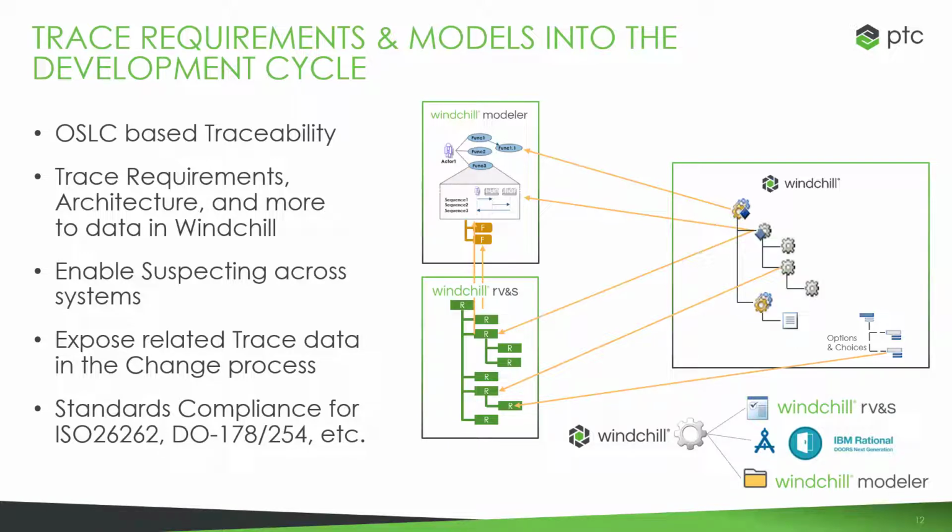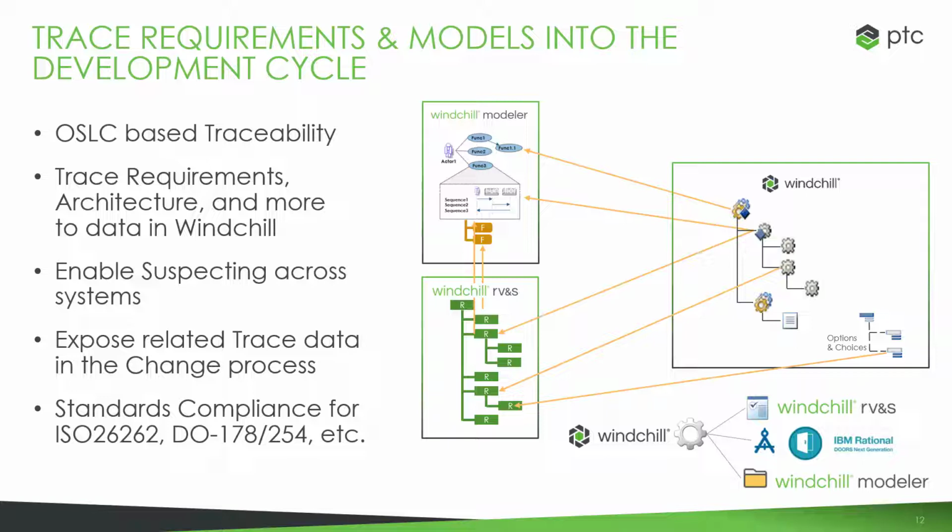Finally, enabling this traceability allows you to have compliance with standards such as ISO 26262 or DO 178 and 254. With Windchill 12 and up, we have the ability to create traces with Windchill RVNS, IBM Doors Next Gen, and Windchill Modeler. Because this is OSLC based, if you have an OSLC system, you have the ability to configure other systems into the OSLC through configuration-based methodologies.